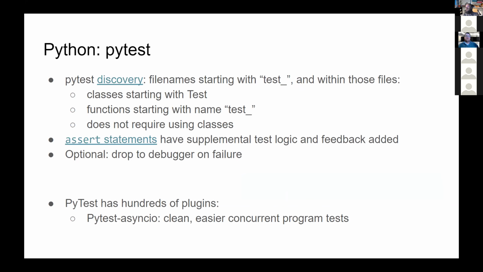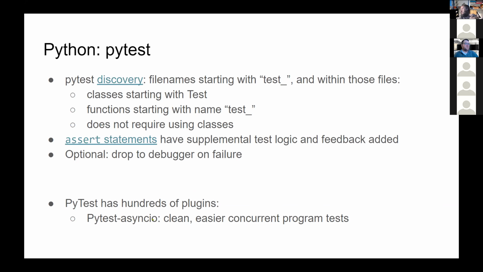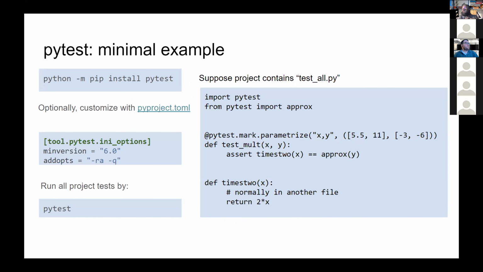Like you can say, if not CI, you can drop to a debugger if that's what you want to do. There's hundreds of plugins. This is just one that I sometimes use, pytest-asyncio. I don't know how many of you use asyncio. It's concurrency in Python. But there's pytest-timeout, pytest-cov, all kinds of them that we won't cover for time and scope reasons.